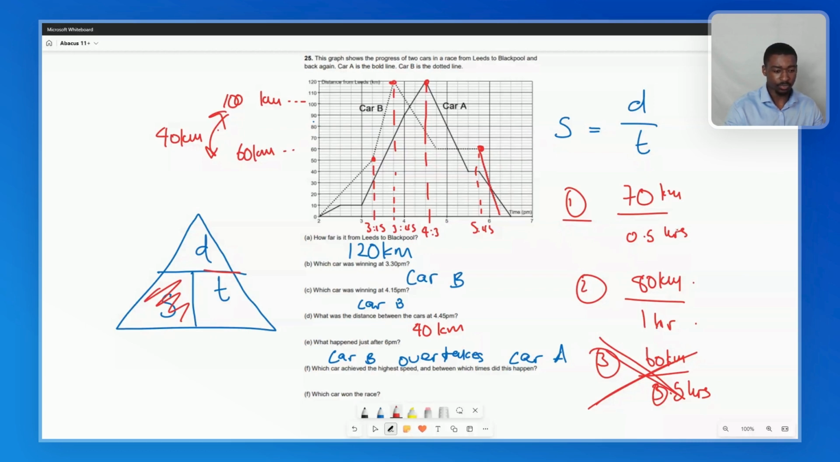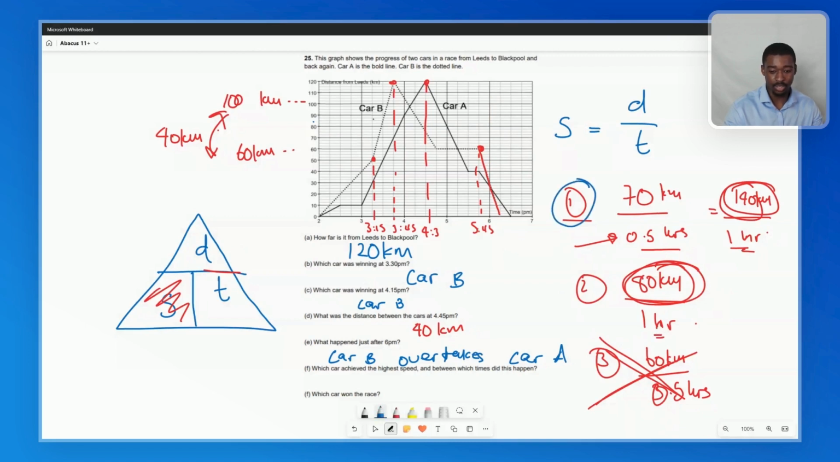Well, let's think about it. If we're running at a speed of 70 kilometers in 0.5 hours, that means in 1 hour, we would have run 140 kilometers, which is way more than running 80 kilometers in 1 hour. So by making this comparison, it's clear that we must be going way faster in scenario 1 than in scenario 2. Because if we continue at the rate of scenario 1, we cover way more distance in the same time, and therefore scenario 1 seems to be the quickest.